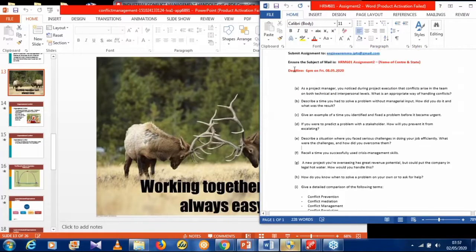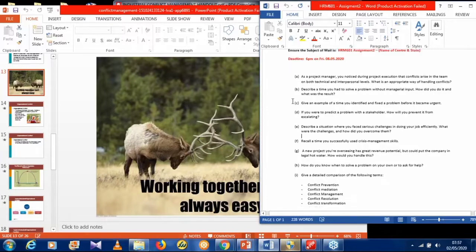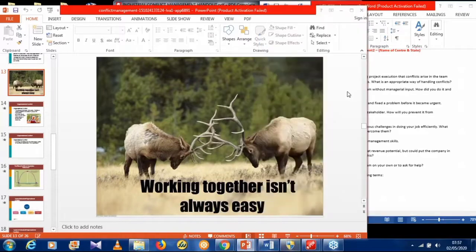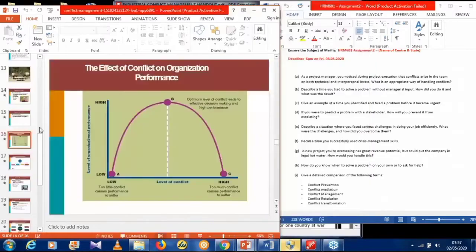So I'll go on quickly, and you can see that it's clear. All right. So the effect of conflict on an organization can be represented graphically this way. As the level of conflict increases from low to high, we discover that the effect also rises, the effect on the level of organizational performance.